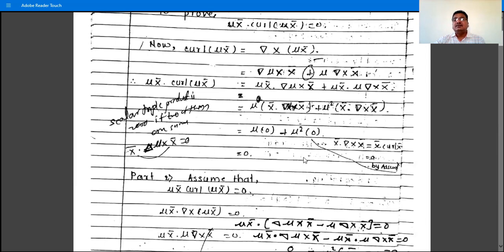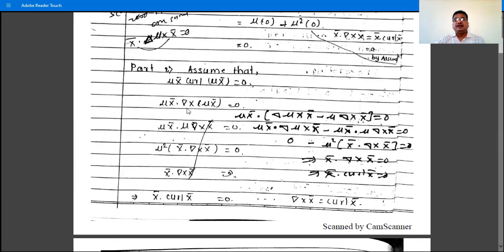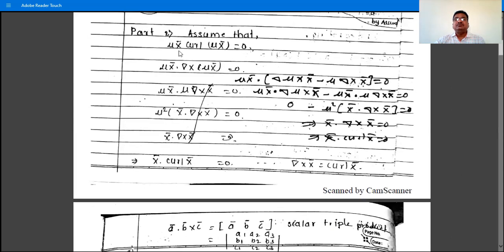So this del cross μ x̄ is what? (del μ cross x̄) plus μ (del cross x̄), and this is equal to 0. This is the simplification of this LHS. Then μ x̄ dot this: distribute the dot over the sum, μ x̄ · (del μ cross x̄) plus μ x̄ · μ (del cross x̄) is equal to 0.